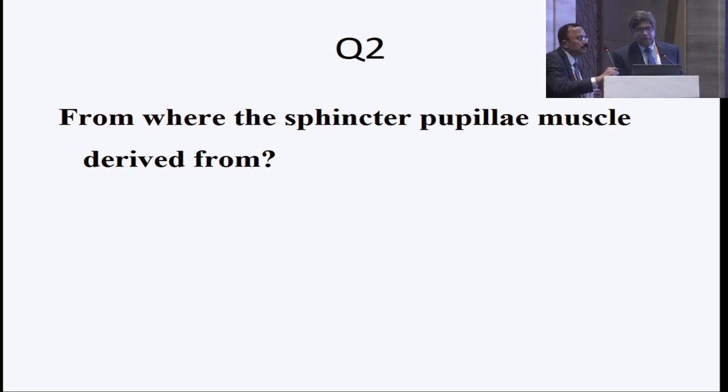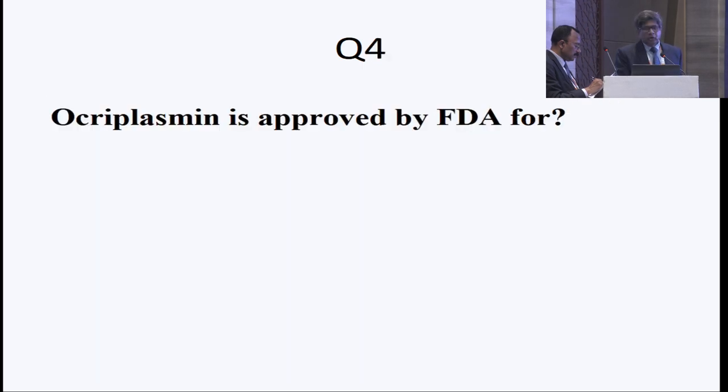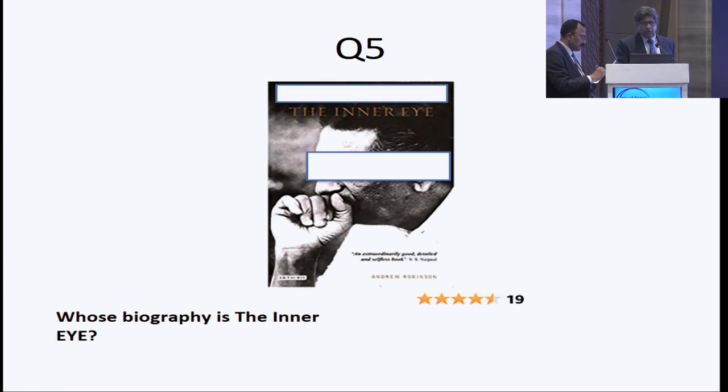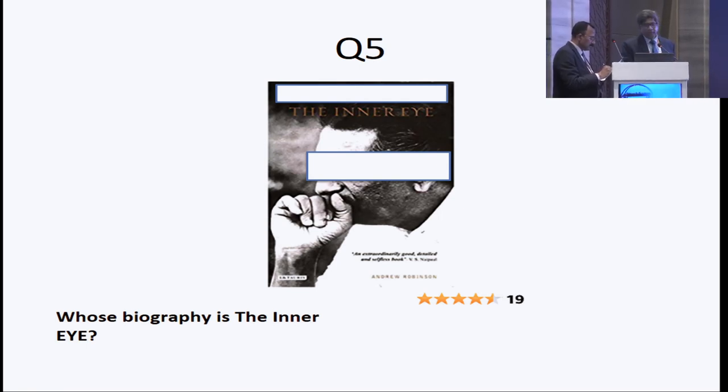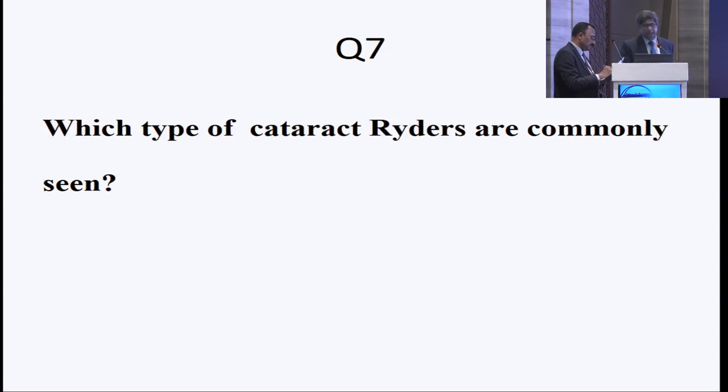From where are the sphincter pupillae tubular muscles derived? I'll give 10 seconds extra for the pass. Whose logo is this? Pass. Ocriplasmin is approved by FDA for vitreolysis. Whose biography is The Inner Eye? Pass. Name the muscle in the lid attached to the posterior tarsal plate. Which type of cataract is commonly seen?